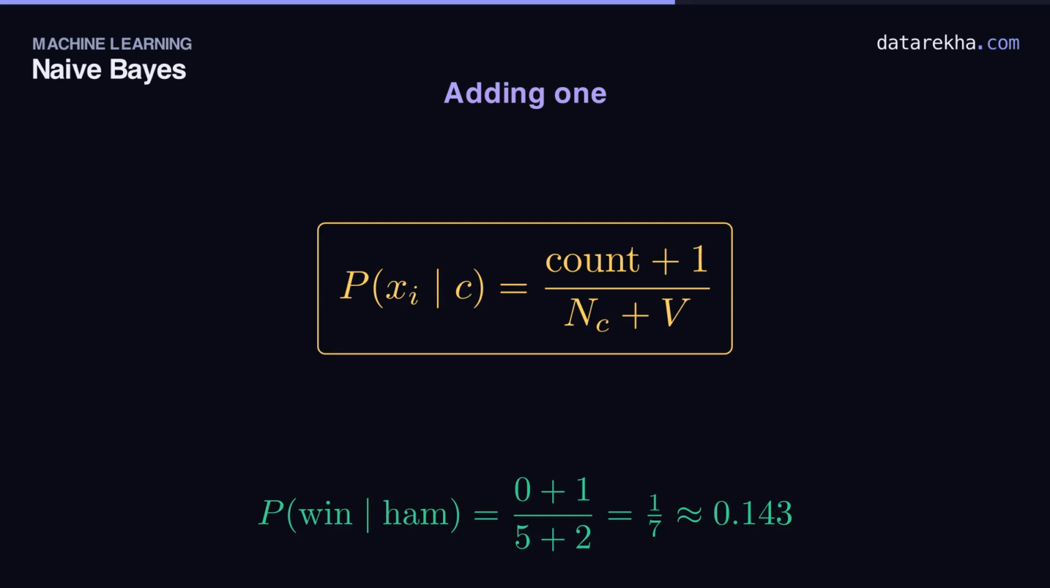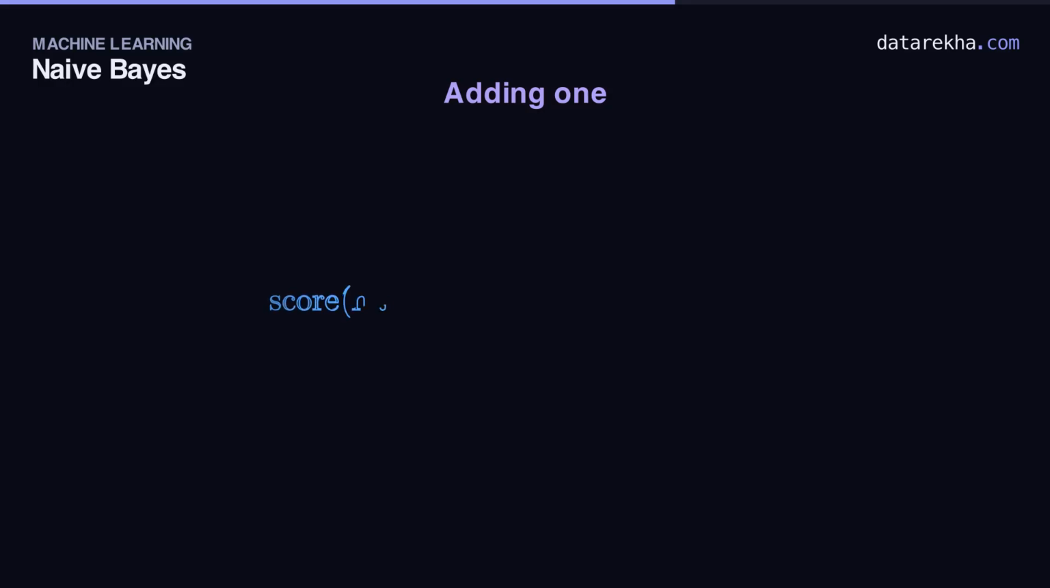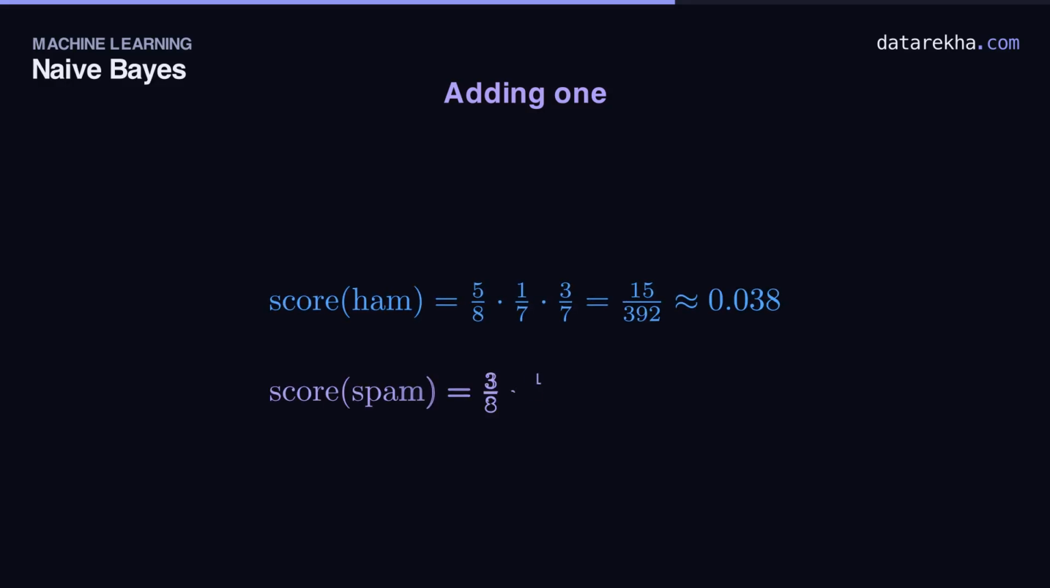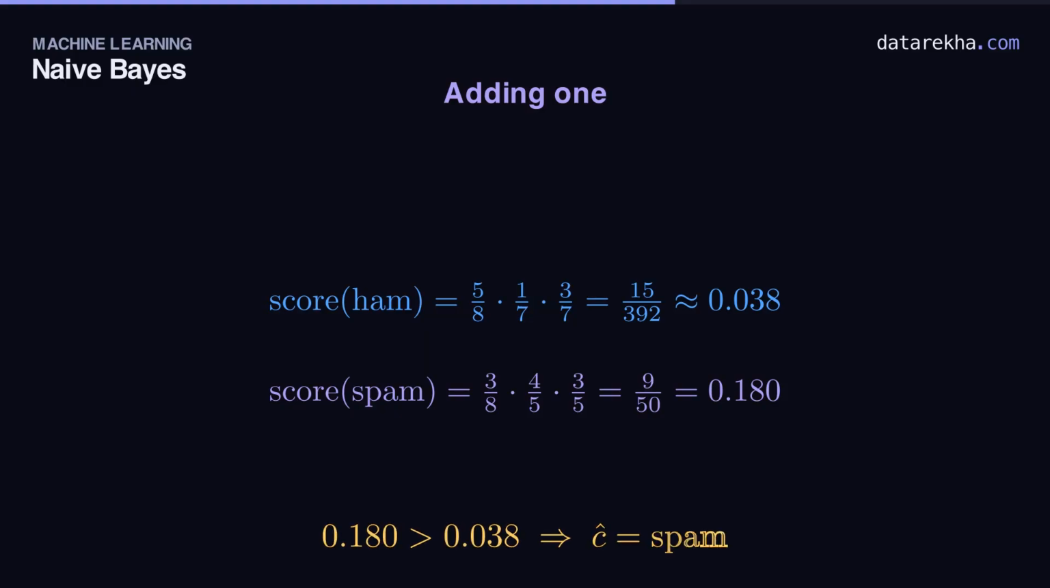Watch the poison drain away. The 0 for win given ham becomes 0 plus 1 over 5 plus 2, 1/7. Small, but no longer 0. Every other likelihood gets the same gentle bump. Rescore that win money email with the smooth numbers, and the ham score is now a small but honest 15 over 392. A real chance, not a hard 0. Spam still wins, and rightly so. But ham is back in the running. Smoothing keeps the model humble. Nothing it never saw is ever declared truly impossible.